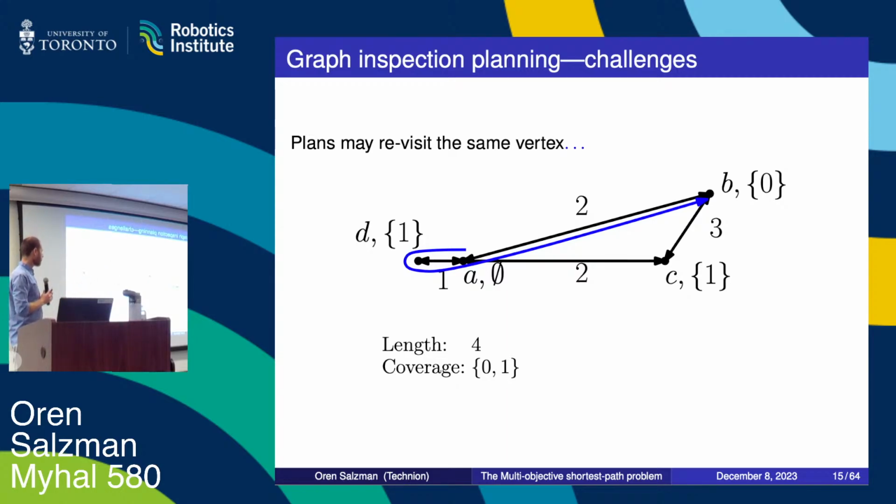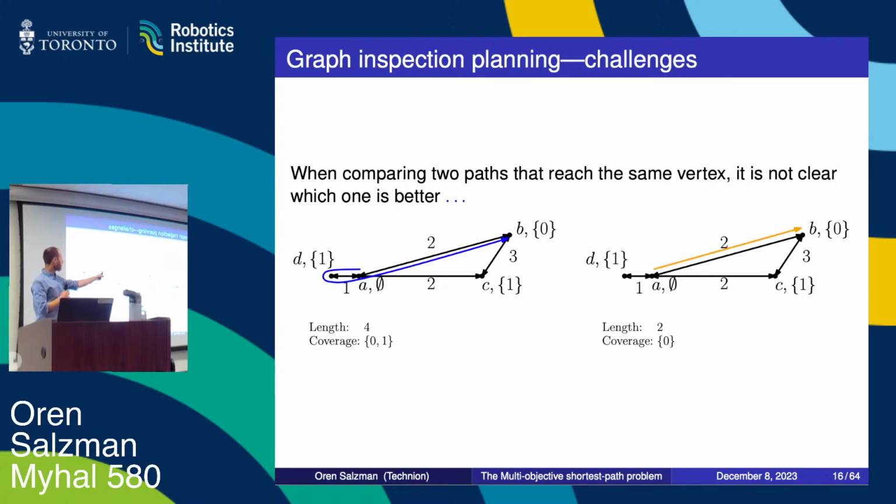The second problem is if we assume that there's another part of the graph here, and we need to compare the left path, the blue path, and the orange path. One has a length of 4, but sees points of interest 0 and 1, and the other has a length of 2 and sees the point of interest 0. Which one is better? I wish I could see your faces here. We don't know. It depends on the future.